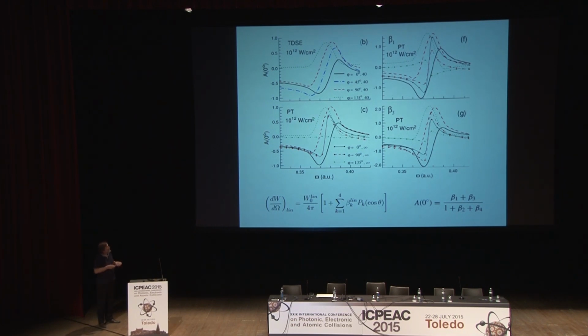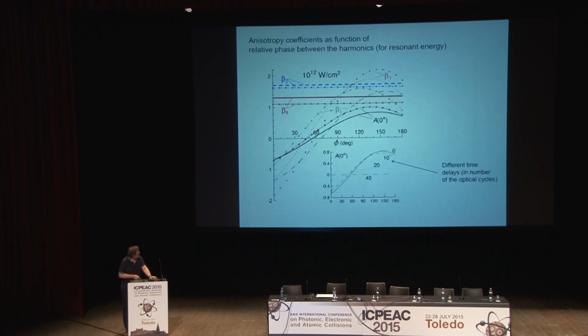And these are beta 1 and beta 3, which are non-zero only when we take into account interference between these two paths. These betas give you the left-right asymmetry. This is the general formula for the angular distribution within the second-order perturbation theory. And here is this asymmetry. You see that even betas, as a function of phase between the two harmonics, are constant because there is no interference between harmonics for even betas. And for odd betas, there is this oscillation.